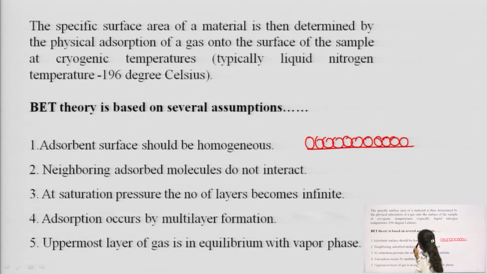Second: neighboring adsorbed molecules do not interact. If you are purging a gas, the gas molecules that adhere on the surface should not interact with each other. This is the solid particles and this is the adsorbate gas. So the first assumption is that the adsorbent surface should be homogeneous, and the second one is that neighboring adsorbed molecules do not interact.